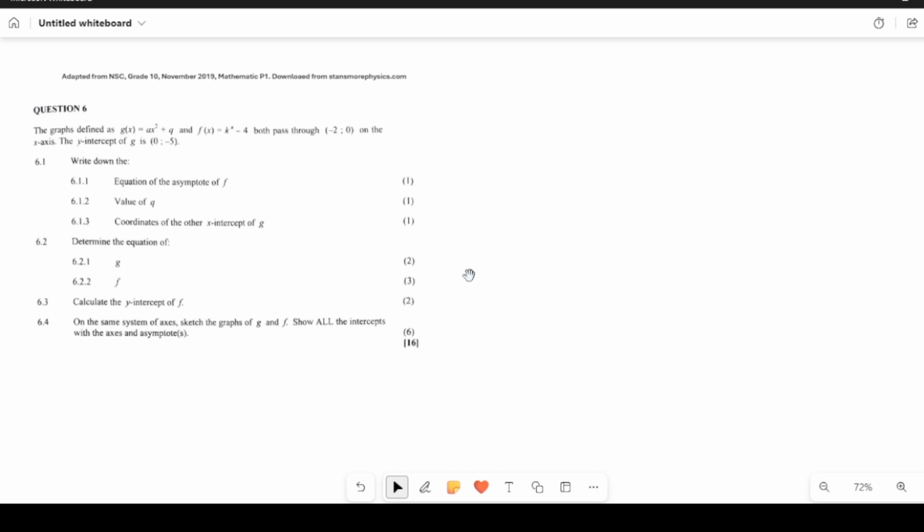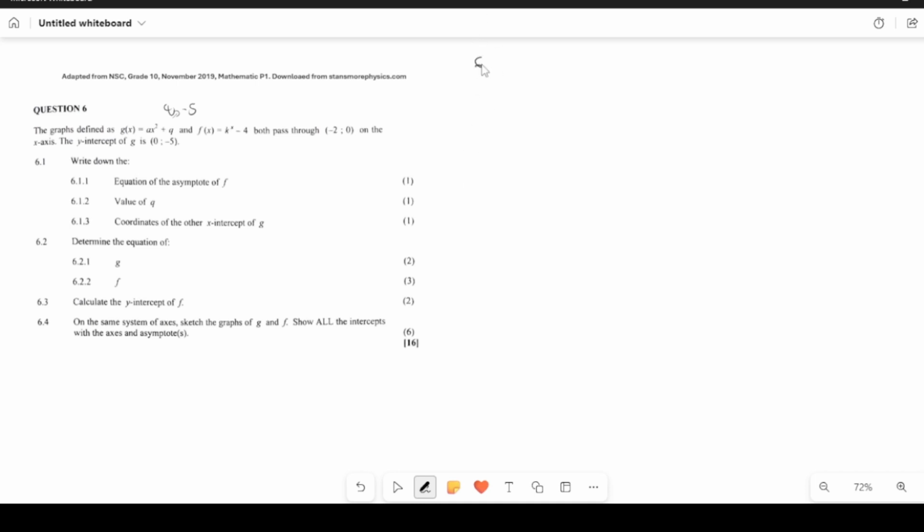So what we can say now is that the value of q, since we're given the y-intercept of g, is equal to minus 5. It's equal to minus 5 because remember the y-intercept and the turning point are represented by q, because we're only talking about a vertical shift.